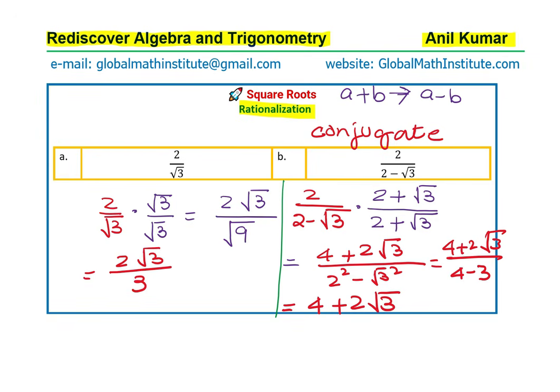I hope the steps are absolutely clear. If it is a simple number, then just multiply by the same thing. We know that square root of a times square root of a basically is a. That is the concept. Otherwise, we multiply by the conjugate. And in the case of conjugate, product of sum and difference is difference of squares. That helps to get the answer.